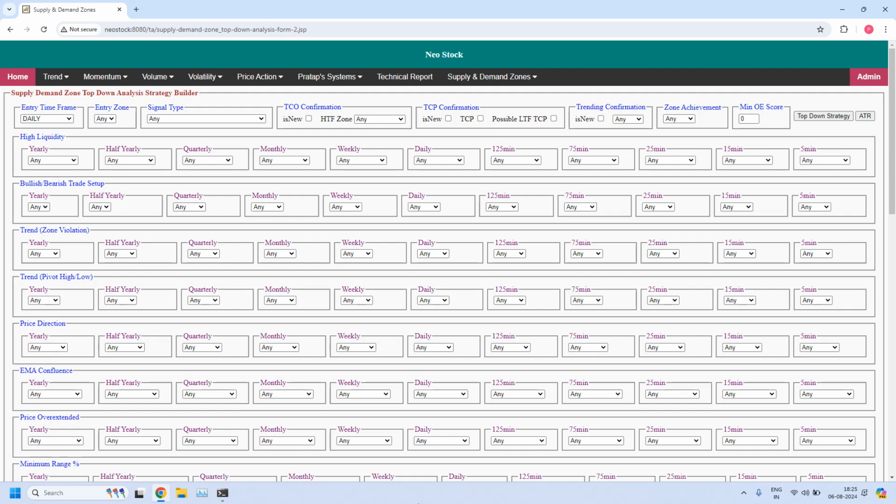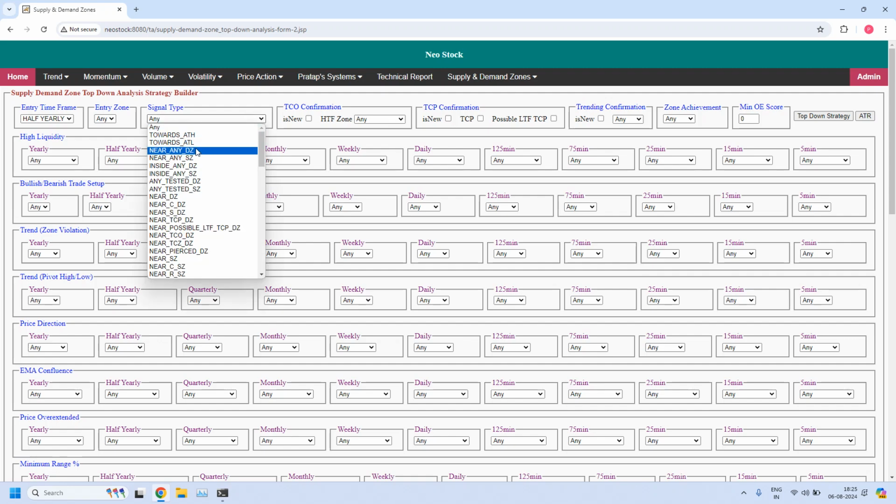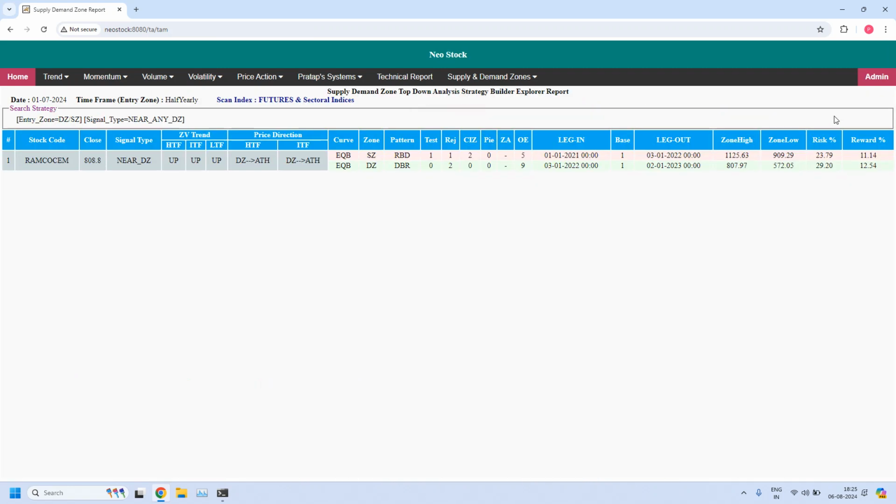So in this video, we are going to generate different reports for supply demand zones based on NeoStock software. First, let us start with finding the stocks near demand and supply zones starting from half-yearly time frame. For half-yearly time frame, let us find the stocks near half-yearly demand zone. So one stock is near to the half-yearly demand zone.